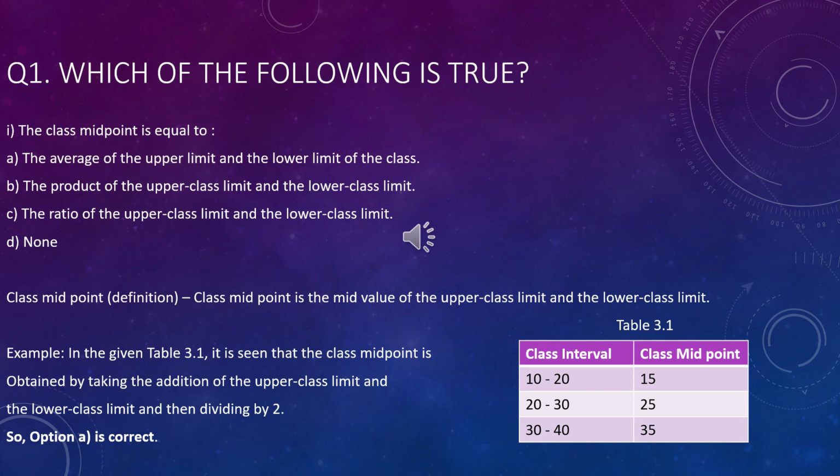And how do we get this? So from this example given in table 3.1, it is seen that the class midpoint is obtained by taking the addition of the upper class limit and the lower class limit and then dividing it by 2. So here option A is the correct option. So class midpoint is equal to the average of the upper limit and the lower limit of the class.